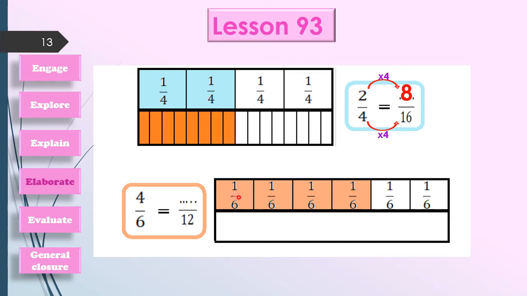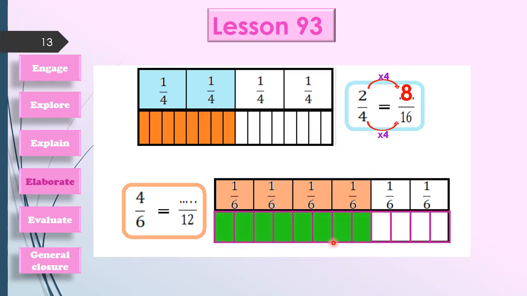Here we have 4 sixths. Excellent, 4 sixths. Here we have only 4 sixths colored. I want to divide this part. How many parts? Yes, look at the denominator. It will be 12 parts. Then I will divide this part into 12 equal parts.